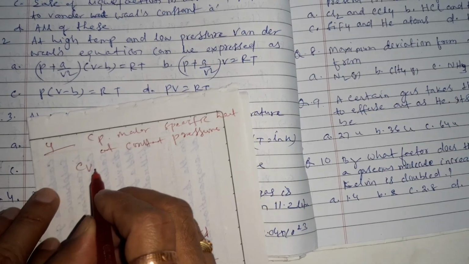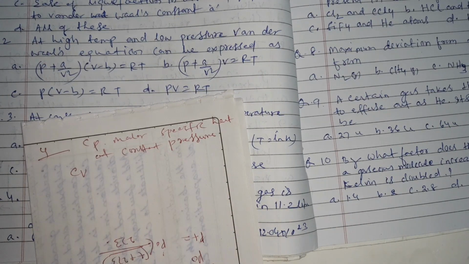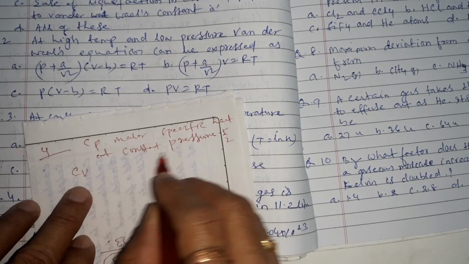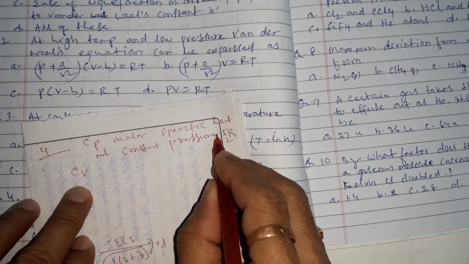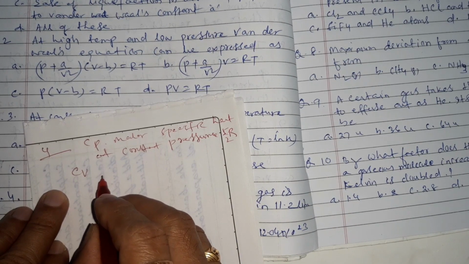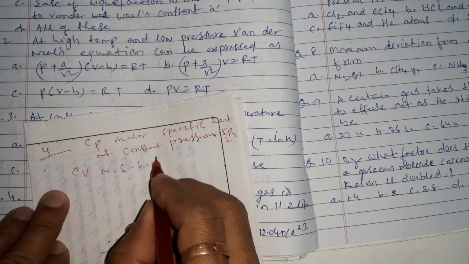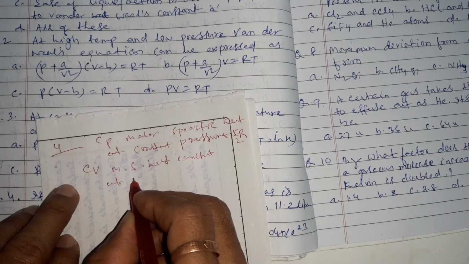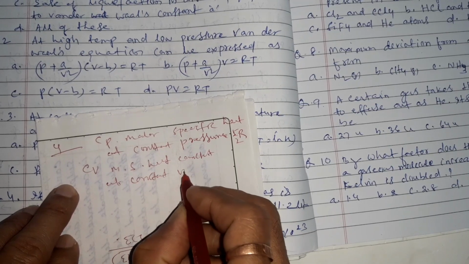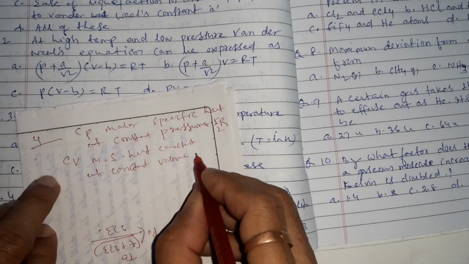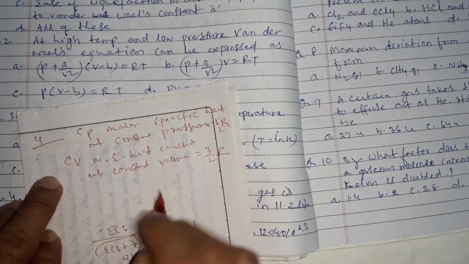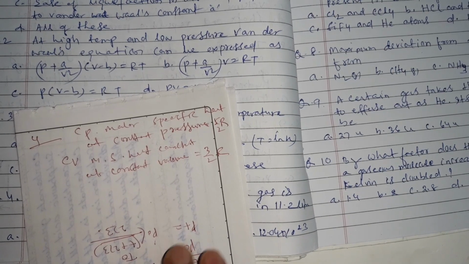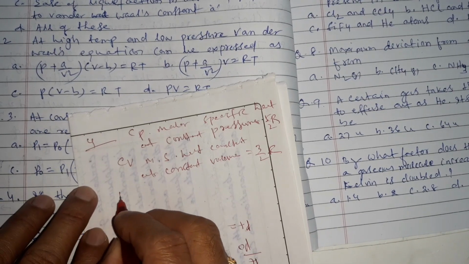Cp, the molar specific heat at constant pressure, has a value of 5/2 R. What is Cv? Cv is the molar specific heat at constant volume, and its value is 3/2 R. So it is for monoatomic gases.